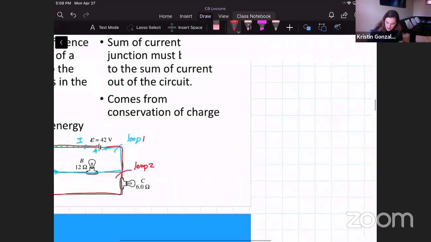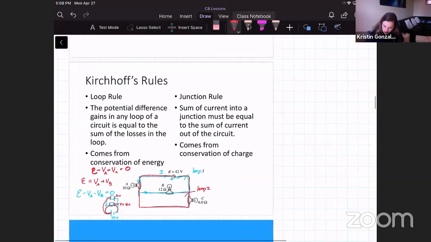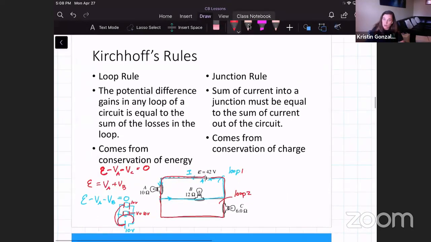The other rule that we have is the junction rule. The junction rule, let's back up a little bit here, states that the sum of the currents going into a junction has to equal the sum of all the currents going out. So maybe we have 1 current going in and 3 branches. The amount of current going into that junction has to equal the total amount going out.